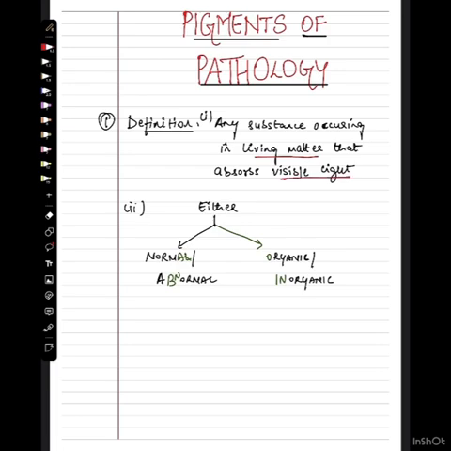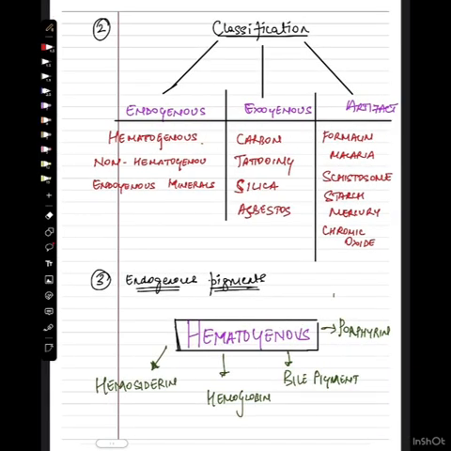Now these pigments can be normally found in the body or they can be abnormal pigments. They can also be organic or inorganic pigments. Inorganic pigments are those which are usually insoluble. Pigments can be classified into three parts. One is endogenous pigments, the next is exogenous pigments, and the third is artifacts.